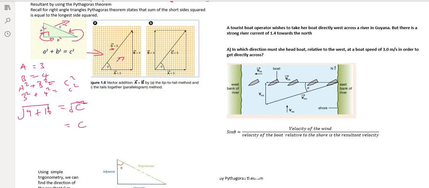So c is equal to, when we sum up this here, we get 25. So the square root of 25 is going to give us a value of 5. That's how we get 5 as the magnitude of this vector here. Alright?